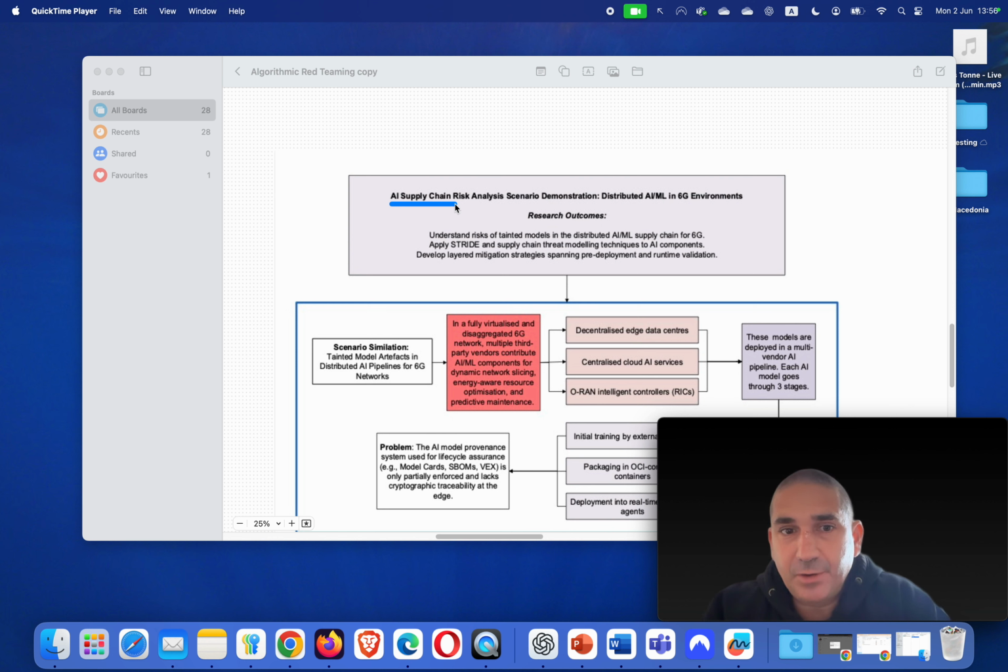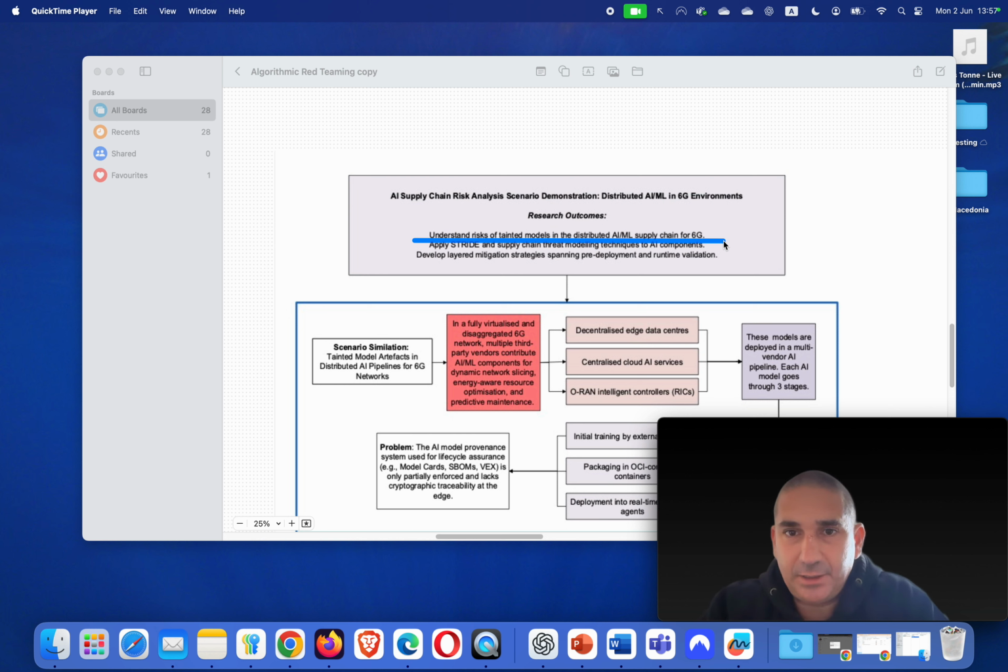But I'm not gonna be going through the steps with this screen, because I have a pen and pencil on my iPad, so I can use it as a whiteboard. It's gonna make more sense that way. Just to look at what are the expected outcomes of this specific exercise. We're looking at understanding the risk of tainted AI models in a distributed AI machine learning supply chain for 6G.